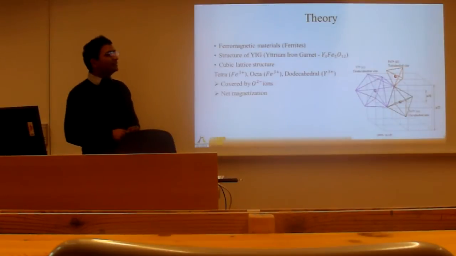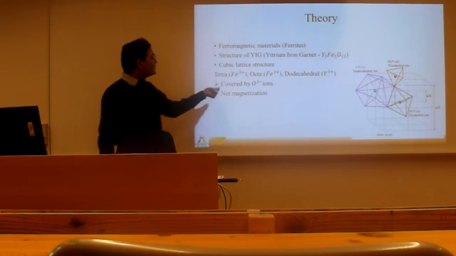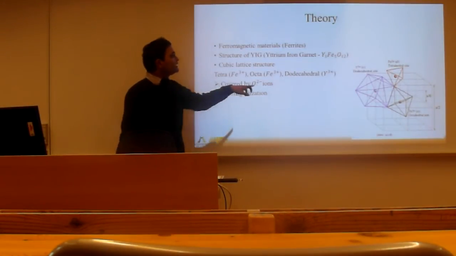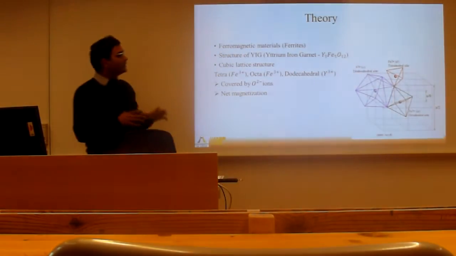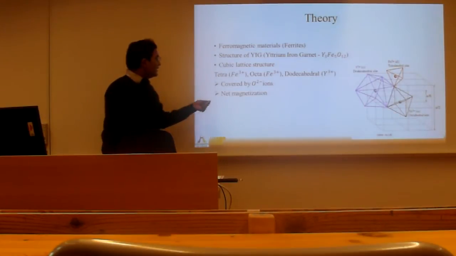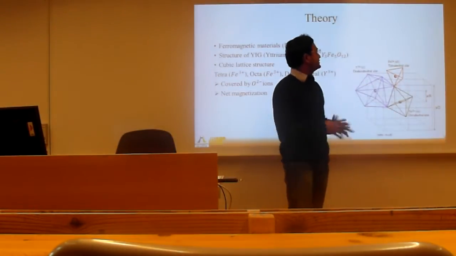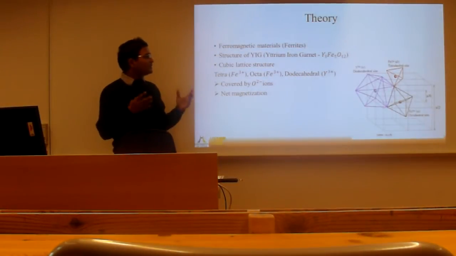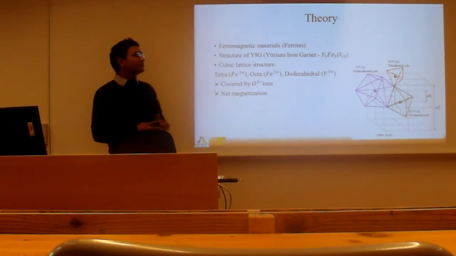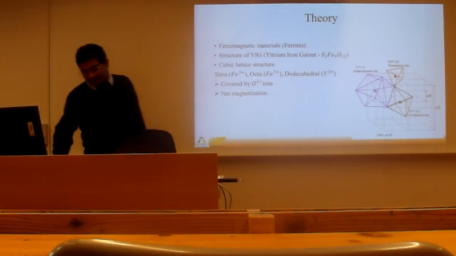Each sublattice is placed with different ions, and the interaction between these ions is possible because they are covered by O2 minus ions. These O2 minus ions are surrounded by all these ions, and that makes the interaction between those ions possible. Net magnetization: the ions placed in the different sublattices have different magnetic moments. Some of them will have parallel magnetic moments and some of them will have anti-parallel magnetic moments. They cancel each other, and there comes a net magnetization.